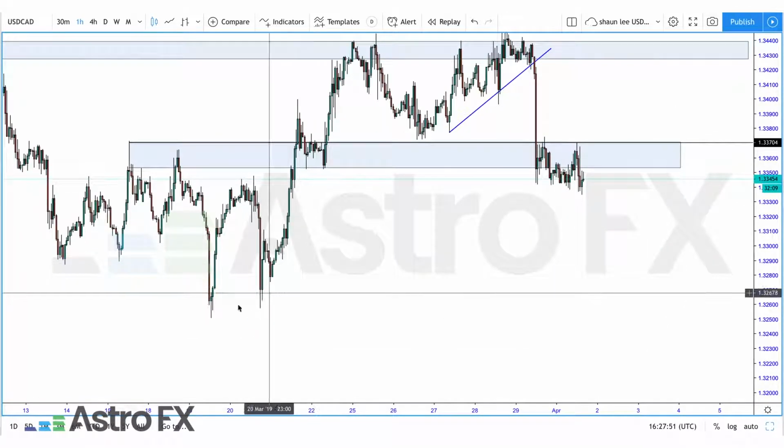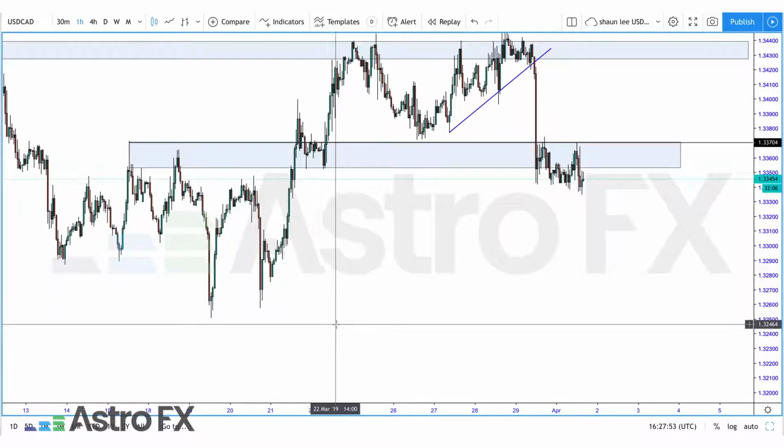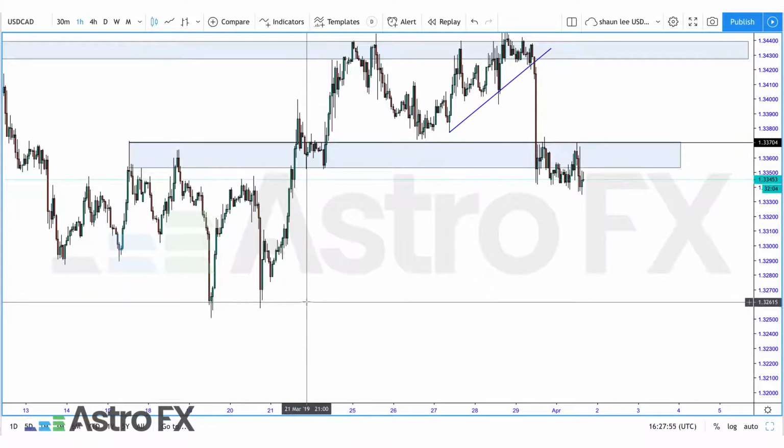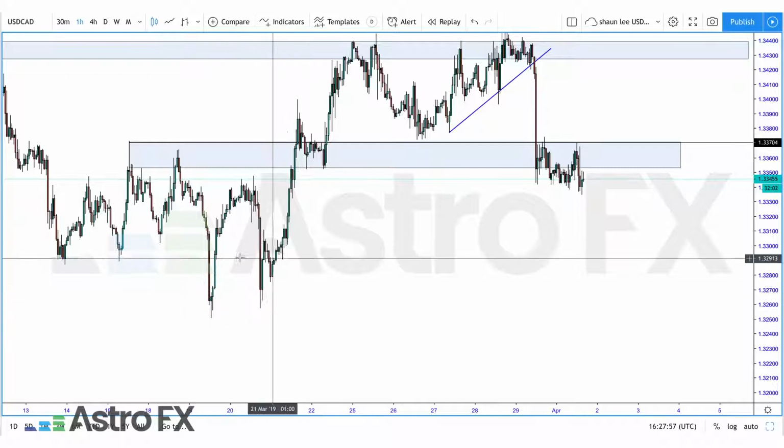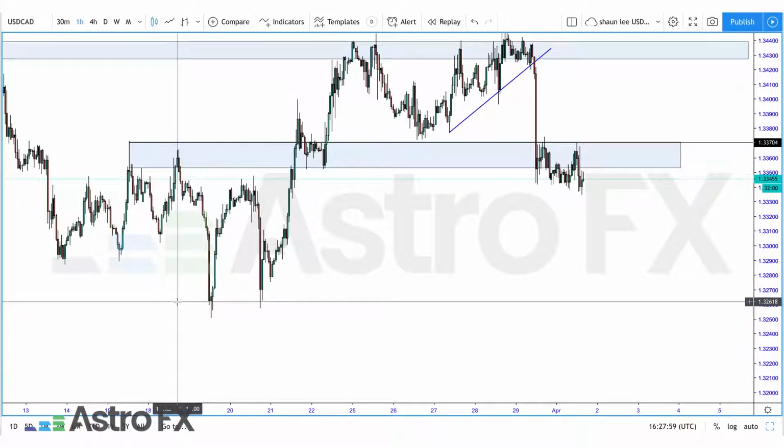My bet though is, if we put our eyes on this zone, anywhere around here really, 1.3260, 1.3250, I do believe that the market can trail down into that region, which is about 80-90 pips. So I'm looking for an 80-90 pip bearish leg on USDCAD.